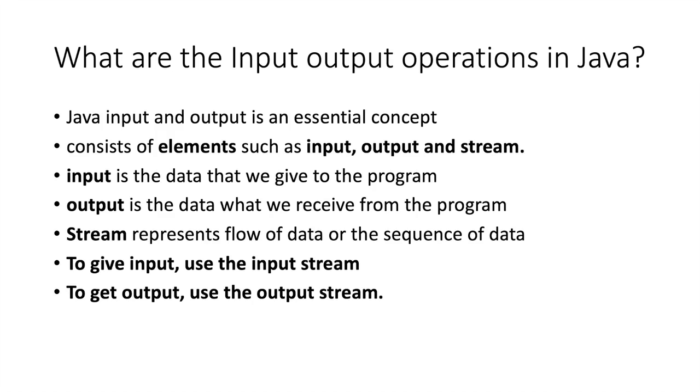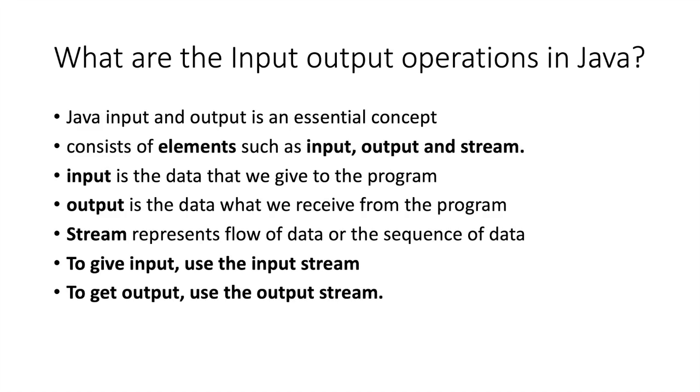Now, input is the data that we have to give as input to the program. Whatever we get from the program after execution, the result, is called output. Here the stream represents the flow of data or a sequence of data. So this is very important.